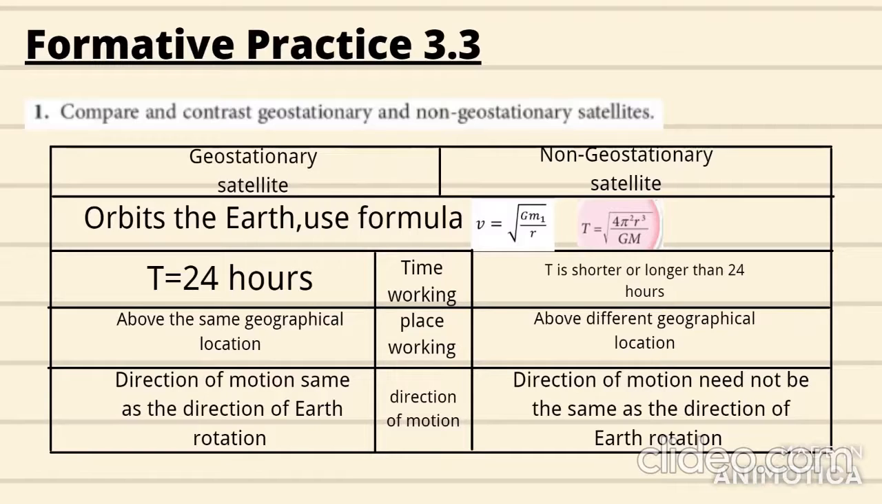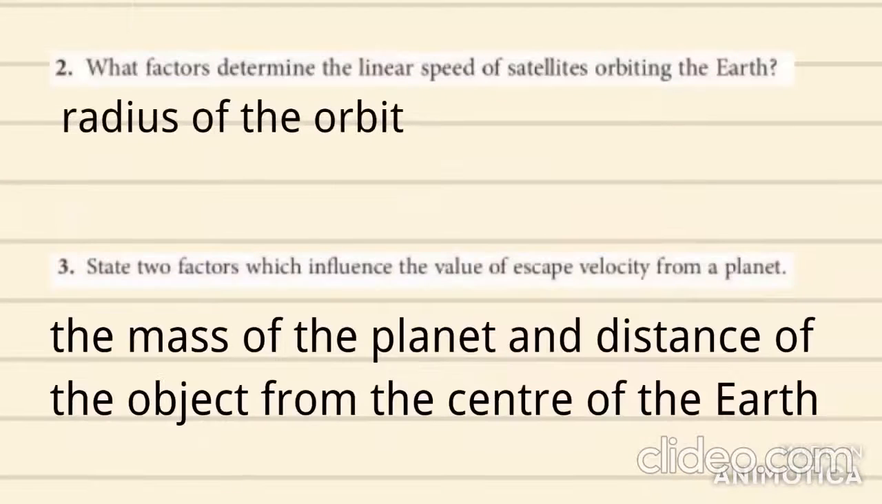The place for a geostationary satellite is above the same geographical location, while for a non-geostationary satellite, its place is above different geographical locations. For the direction of motion, for a geostationary satellite, the direction of motion is the same direction as Earth's rotation, while for non-geostationary satellites, its direction of motion need not be the same as the direction of Earth's rotation. The second question, what factors determine the linear speed of satellites orbiting the Earth? The answer is the radius of the orbit.